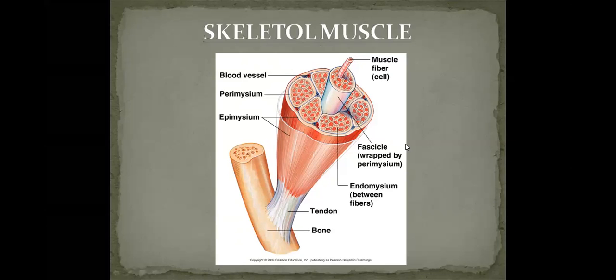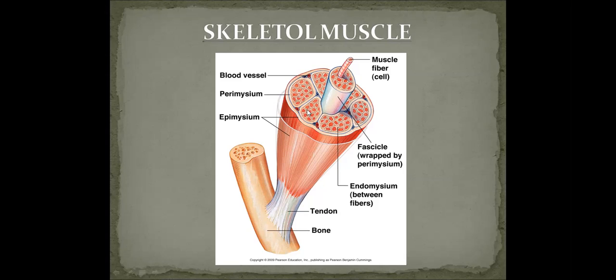What is a fascicle? A fascicle is a bundle of several muscle fibers, and this fascicle is covered with a connective tissue. That connective tissue is called perimysium.